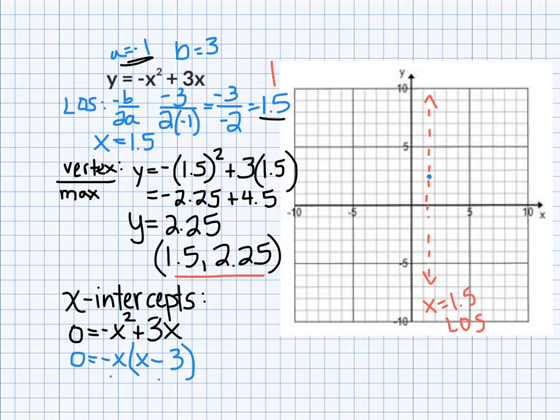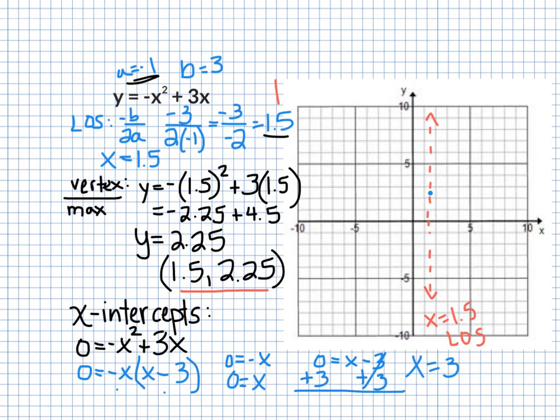Okay, so set both parts equal to 0 and solve. So if we have 0 equals negative x, well then x equals 0 is one of our intercepts. And then 0 equals x minus 3. Okay, we'll add 3. And, sorry, x equals 3. So there's our two x-intercepts. I'm going to write them as ordered pairs. As ordered pairs. So 0, 0, and 3, 0.